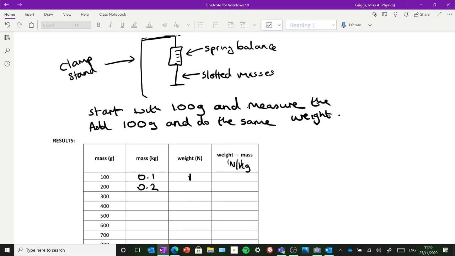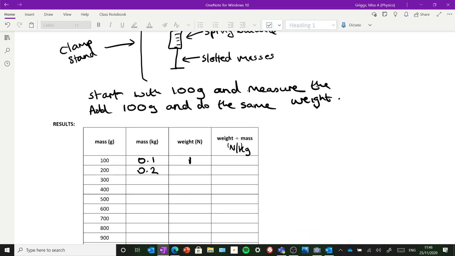My weight divided by mass for my first one would be 1 divided by 0.1, which is 10. You don't have to write the sums each time, but just to remind you what that is.